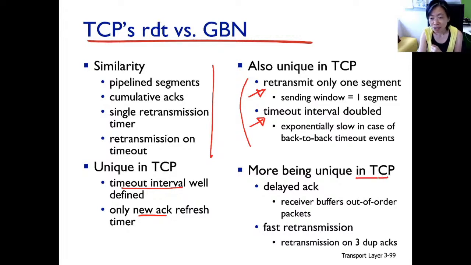More unique in TCP are these. The TCP receiver here is also trying to reduce the effort of sending ACKs. The TCP receiver also tries to buffer packets that arrive out of order, so memory is required at the TCP receiver, unlike the Go-Back-N receiver. TCP also implements fast retransmission, so for certain patterns of loss, we get to recover faster instead of always waiting for a timeout.